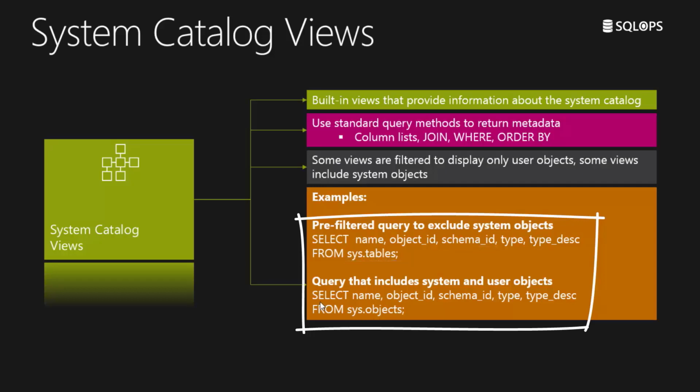And the second query retrieves information about both system and user objects. The difference between these two queries is that the first query excludes the system objects. Let's execute these queries and see what the results will look like.